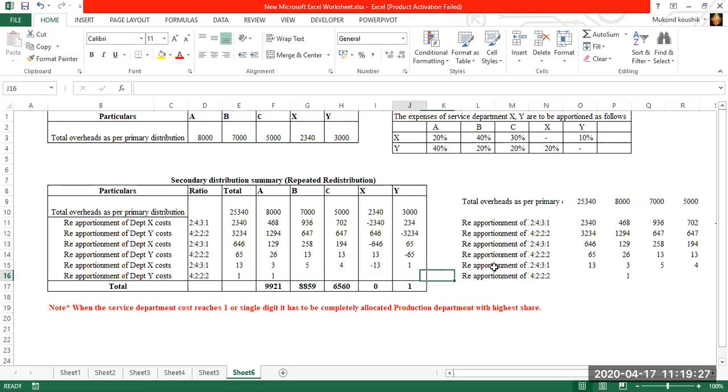In all other cases, we cannot do any allocation. So this is how we have to solve the secondary distribution under the repeated redistribution method. That means in the repeated redistribution method, until the amount in the service departments becomes 0, we have to keep on allocating the amount. After allocating this 1 rupee, the overheads of both service departments are becoming 0. Till the overheads become 0 in the service departments, we have to repeatedly do the redistribution. That is why this method is called the repeated redistribution method.